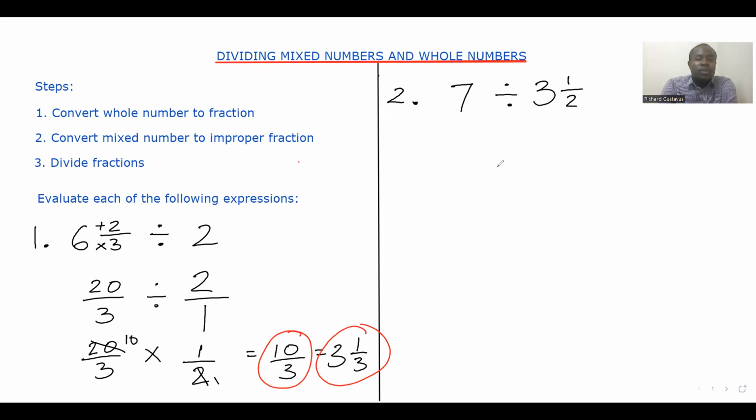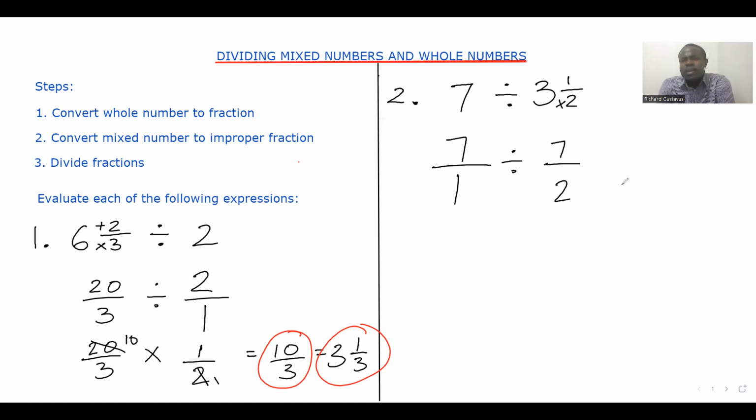All right, so the whole number in this case is 7. So let's rewrite 7 as 7 over 1. So 7 over 1 is now a fraction. Then we can write back our division in the first step. And then we change our 3.5 to an improper fraction. So it's 2 times 3, which is 6, plus 1, 7, and that's 7 over 2.